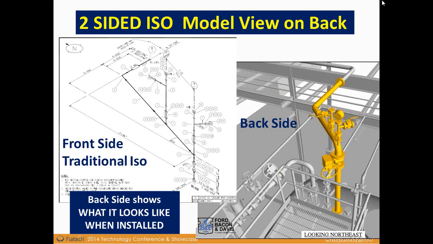On the front side, you see the traditional ISO. And then on the back side, you see what it actually is going to look like when it's installed around the platforming and everything else. This is a tremendous help. We've shown this to the construction guys, and they just love this two-sided ISO. It's really doing a lot of good for them. Okay? And by the way, once you get the process down, it takes only 10 minutes per ISO longer to do a two-sided ISO, and the payouts are tremendous. Okay? Next slide.